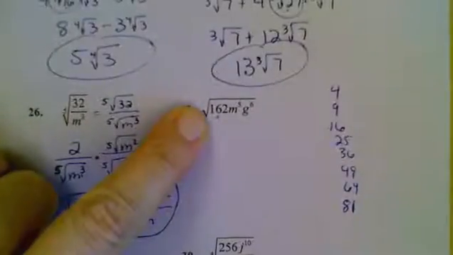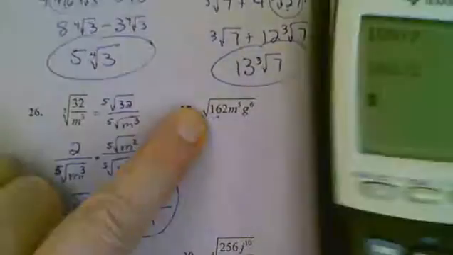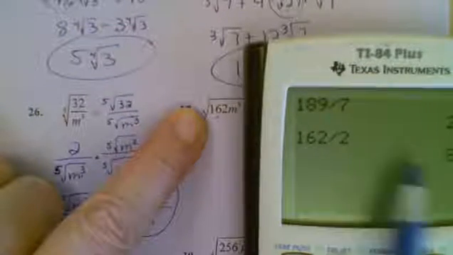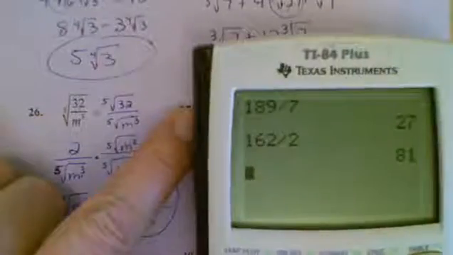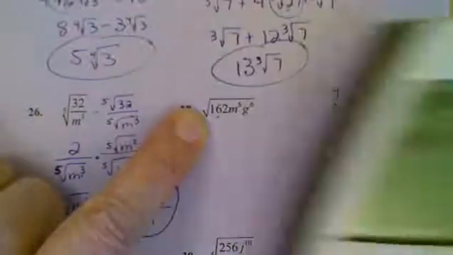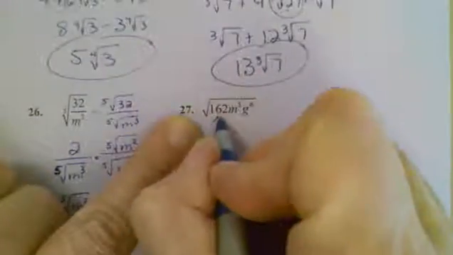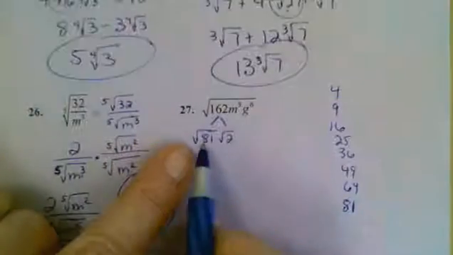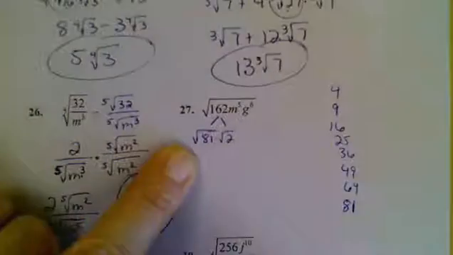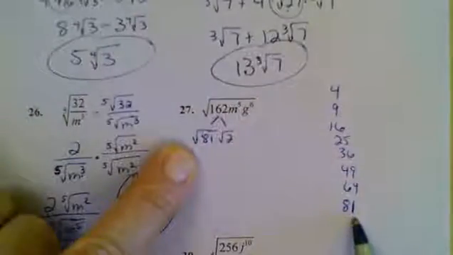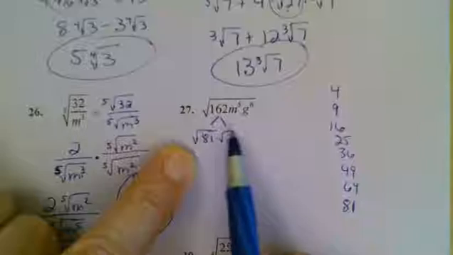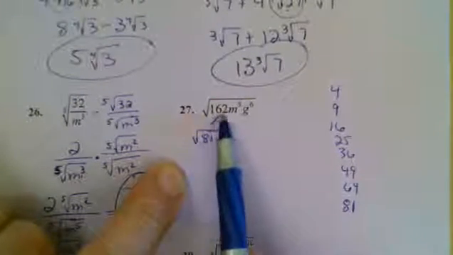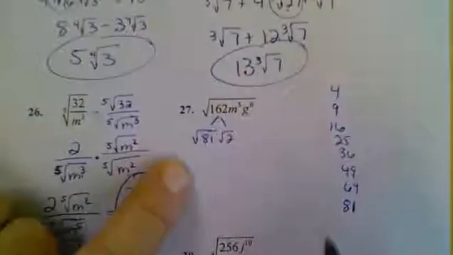And again, if you don't want to come up with this whole list, you can just take 162 divided by 2. Oh, that's 81. That's a perfect square. So I know it's 81 times 2. However you get to that, you've got to come up with a perfect square that goes into 162. You can do it by the list until you find the biggest one, or you can divide by 2, see if I'm left with a perfect square, divide by 3, see if I'm left with a perfect square.